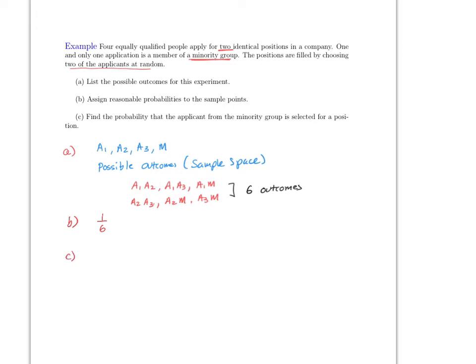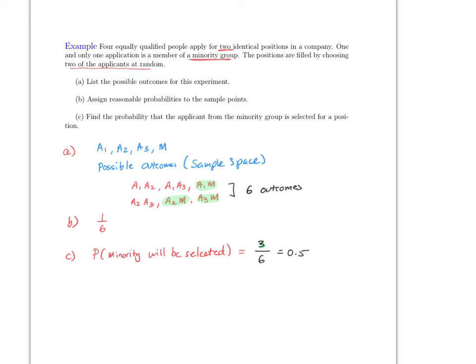Now, part C says find the probability that the applicant from the minority group is selected. So the probability that the minority will be selected. Remember that you had to pick 2 people at random, so that will be the case if you have this one, this one, and this one, which is 3 of them. So the probability will be 3 out of 6, or 0.5, which is not bad. 50% is pretty good.